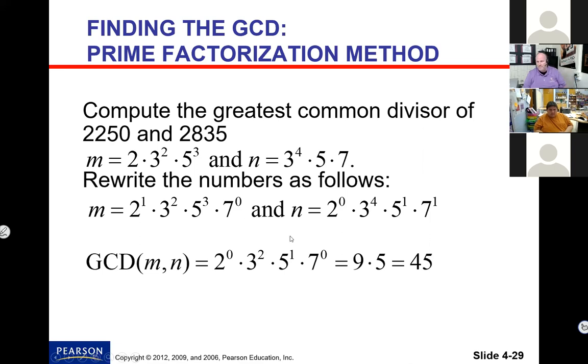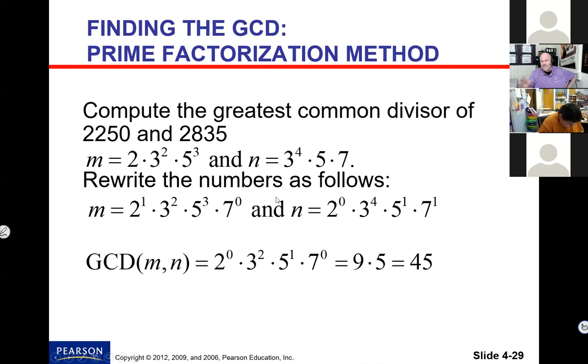So then we can pick them? I still don't understand where the 2 to the 0 comes from. Well, if you look back up here at 2,835, there's a 3 to the 4, a 5, and a 7. We need everything to balance. So if there's a 2 in one of them, there has to be a 2 in the other one. Just like there's a 7 in the right-hand one, we need to put a 7 in the left-hand one. And to do that without making it different, we just make it whatever it is to the 0. Okay?